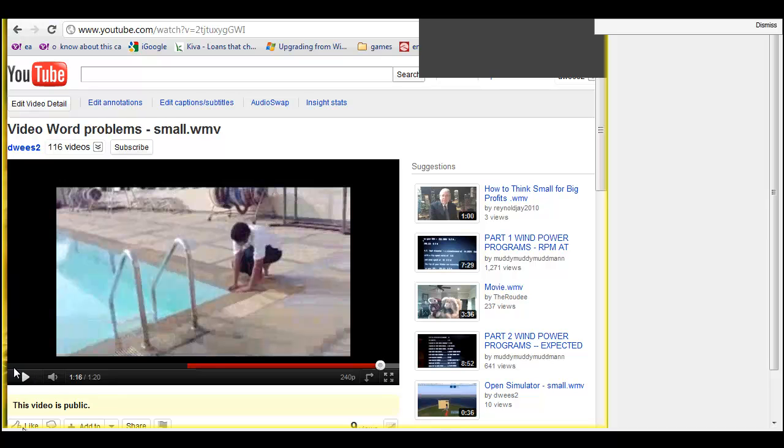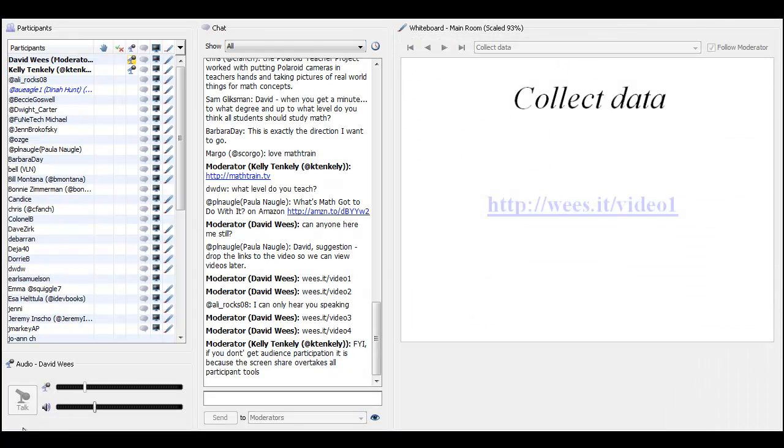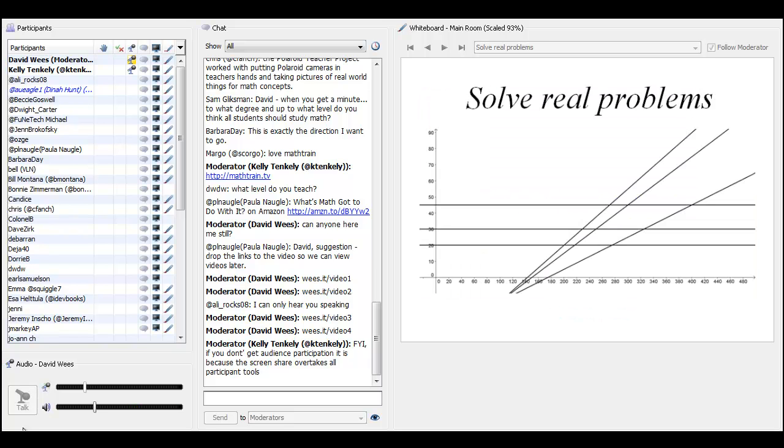Okay, I'm going to try to turn off application sharing and switch back to the other view and forward a few slides ahead. So here's one last example. I've got 4 minutes left.